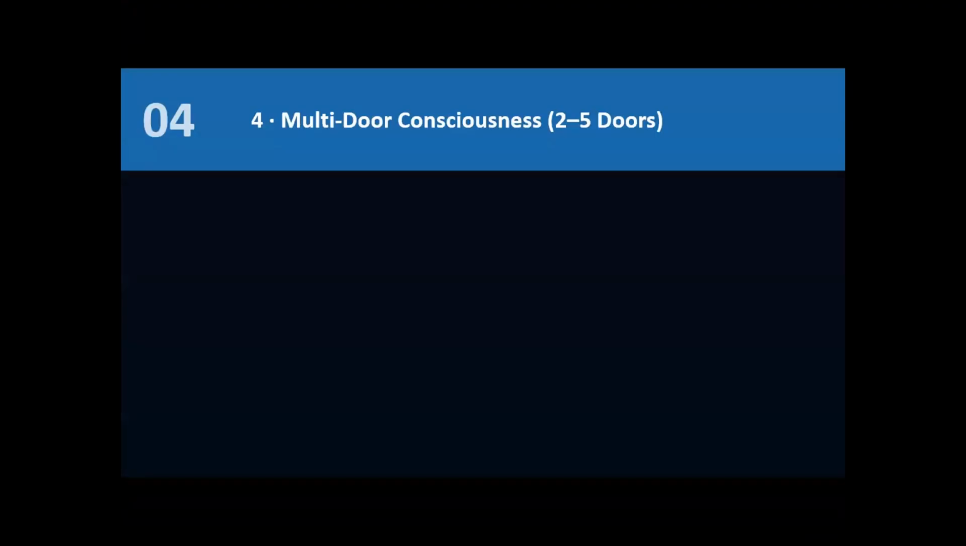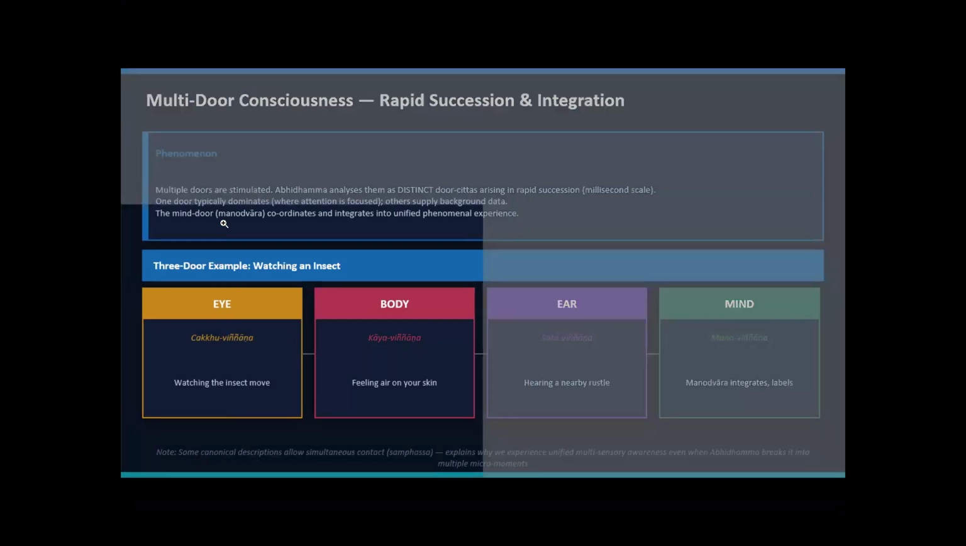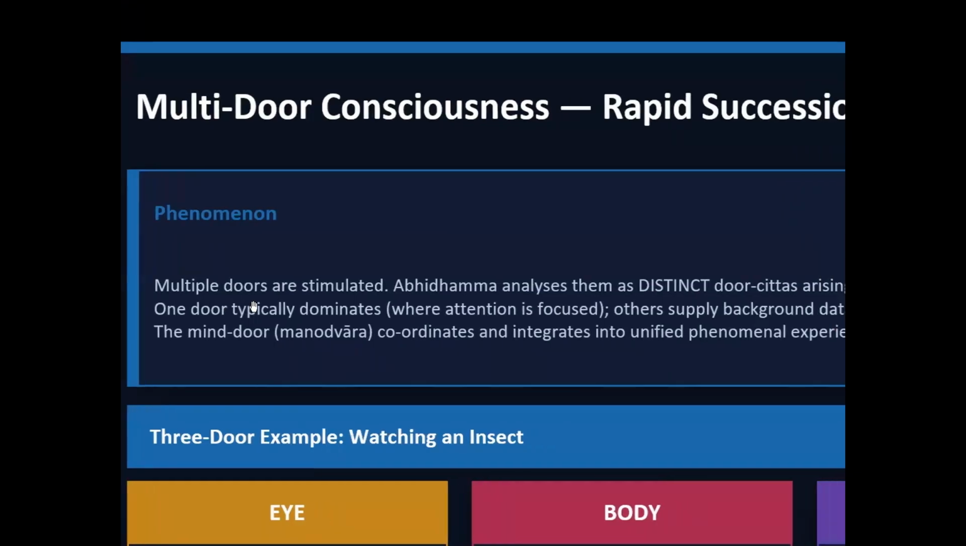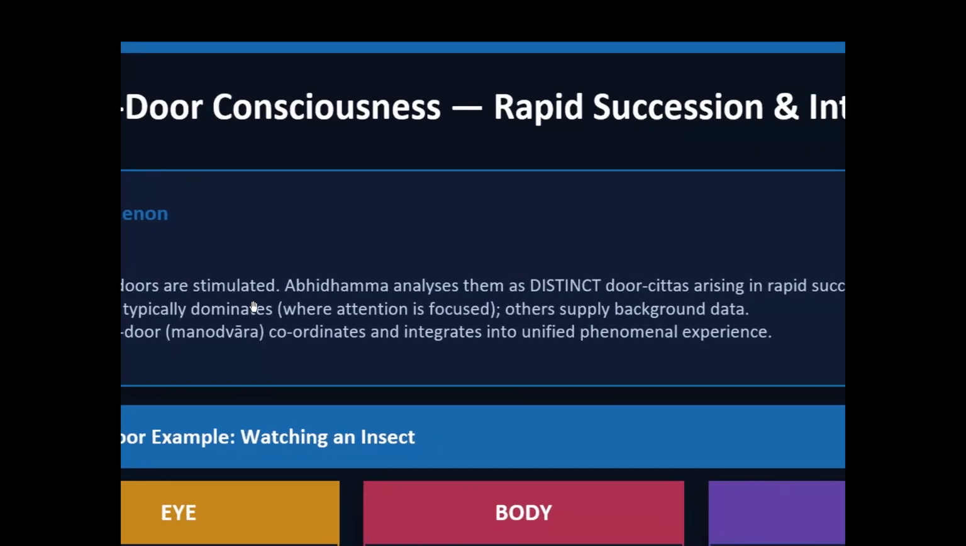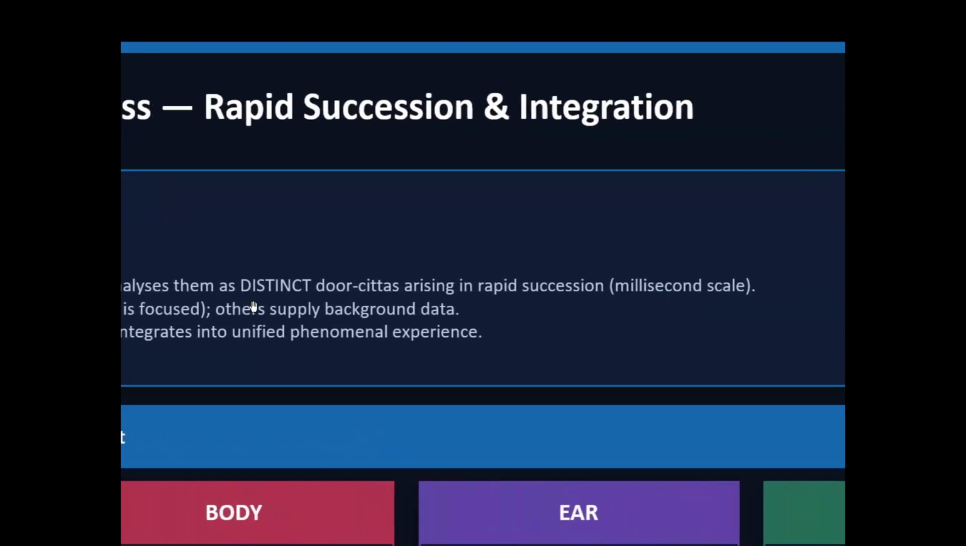Then we talk about multi-door consciousness. When two to five doors open, what is the consequence? When you talk about this, the phenomenon is that multiple doors are stimulated. Abhidhamma analyzes them as distinct door cittas arising in rapid succession. That means very, very fast, rapid succession, on a millisecond scale.